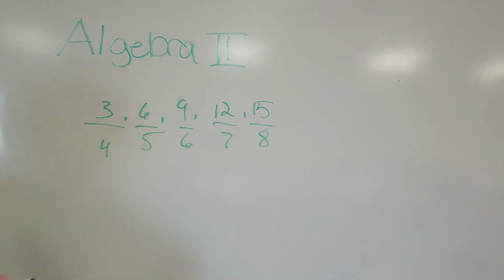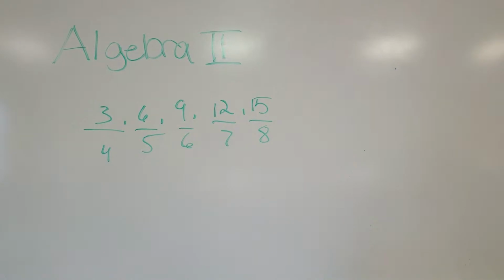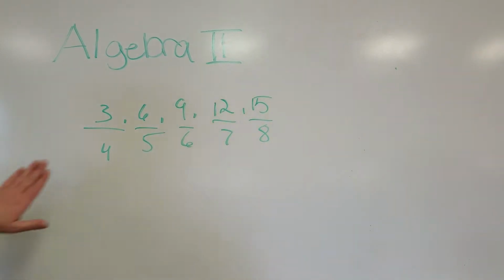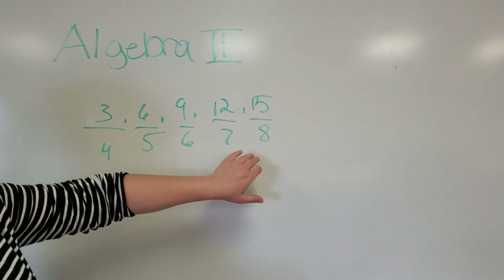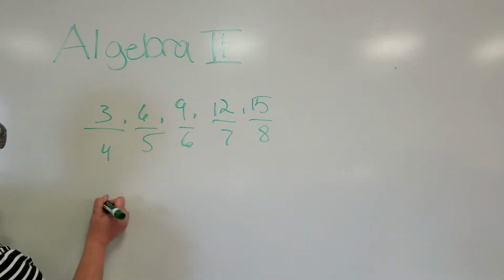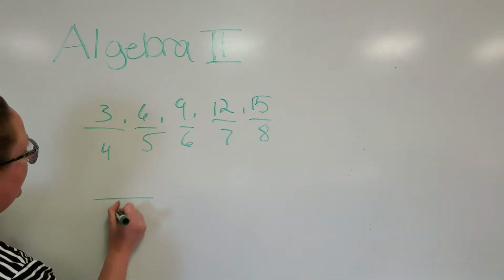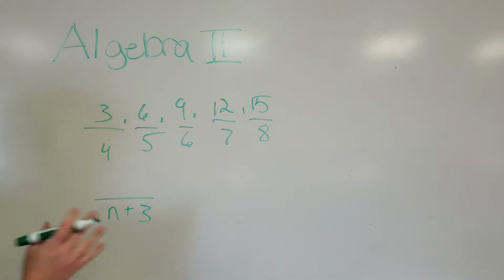Remember, n always starts at 1, and then it goes up. For the bottom, it's not just n, because if it was just n, it would start at 1. So to get 4, it's going to be 1 plus 3. To get 5, 2 plus 3; 3 plus 3 is 6; 4 plus 3 is 7; 5 plus 3 is 8. So the bottom is an arithmetic sequence of n plus 3. We're adding 3 every time.